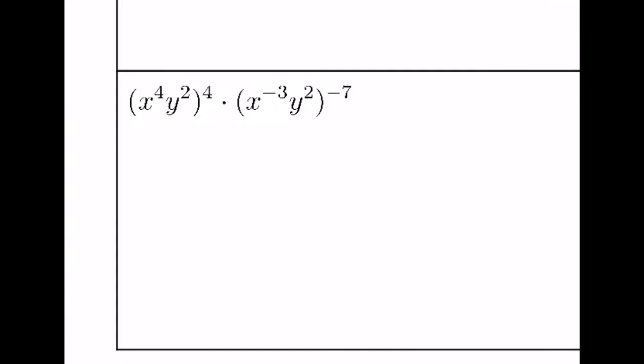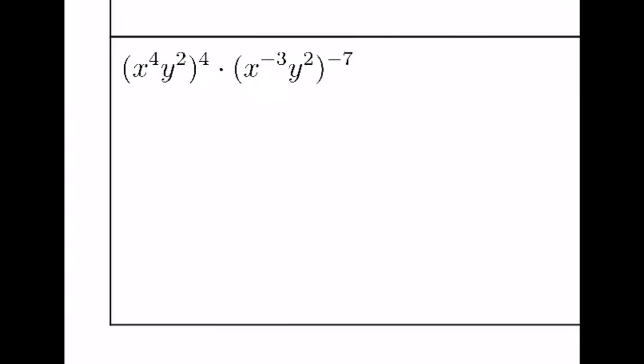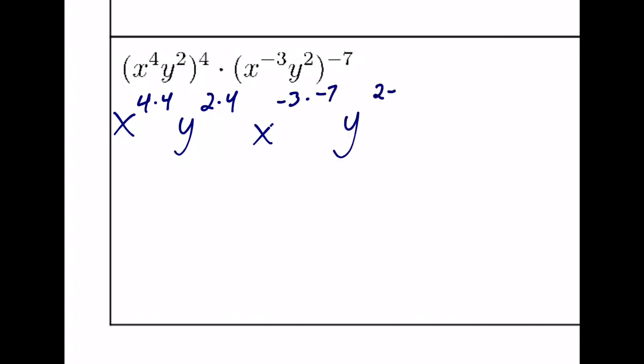For this next problem, first we're going to use the power rule and then the product rule. So this becomes x to the 4 times 4, y to the 2 times 4, x to the negative 3 times negative 7, y to the 2 times negative 7. And that means we have x to the 16th, y to the 8th, x to the 21st, and y to the negative 14th.